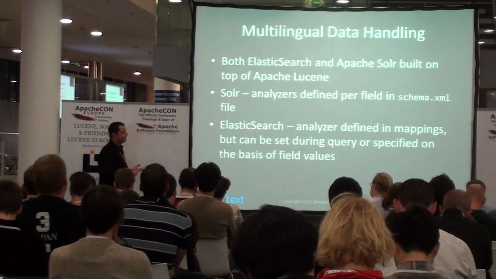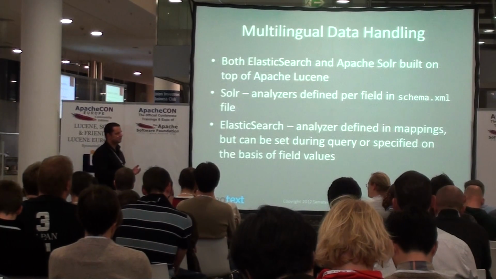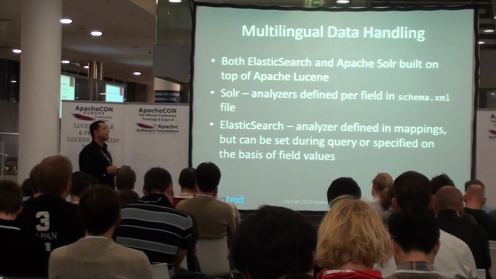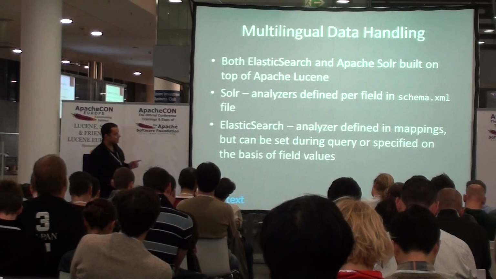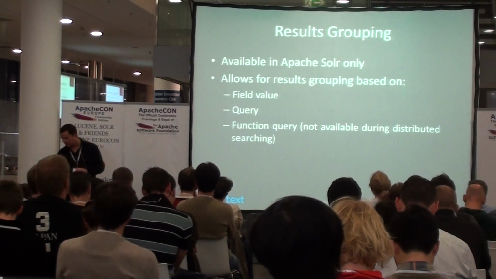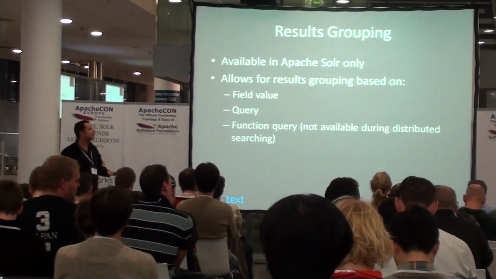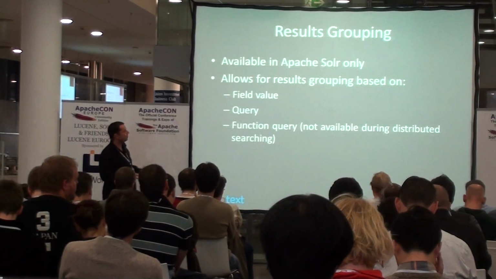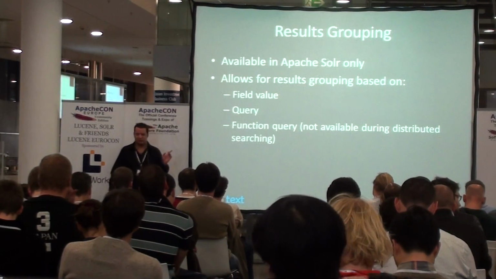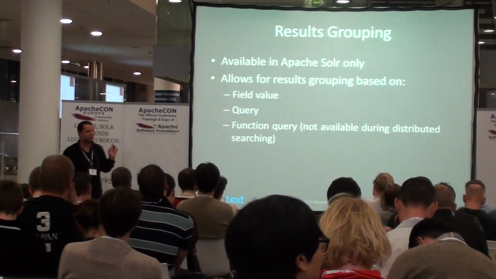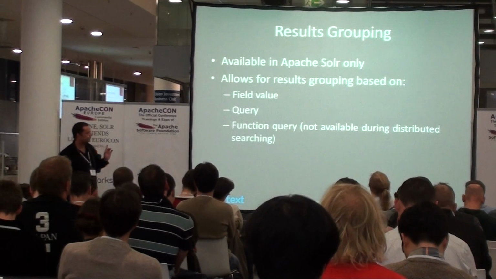That can be very good when you know, for example, which language your query is in. It's not easy because queries are usually small, and language analysis usually works better on large documents, but that can come in handy. A feature only reserved for Solr for now is results grouping, aka field collapsing, which allows grouping based on field value, query, or a function query. I think the function query grouping is not available for distributed searching. At least that was the case when I last checked it.